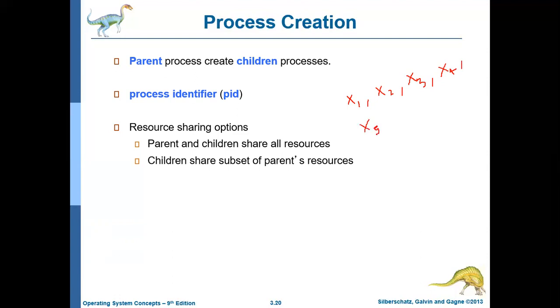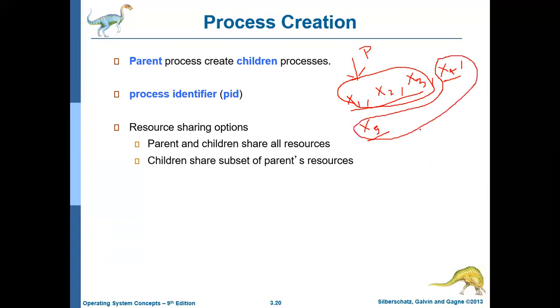Now, the parent may say that I will keep x1, x2, x3 with me, and I will share x4 and x5. So these three resources x1, x2, x3 can be used only by the parent. They cannot be accessed by the child at all. Whereas the parent process may decide to share x4 and x5 with the child also. So x4 and x5 can be used both by the parent and by the child. So in the second case, a subset of the parent's resources will be shared by the child also.